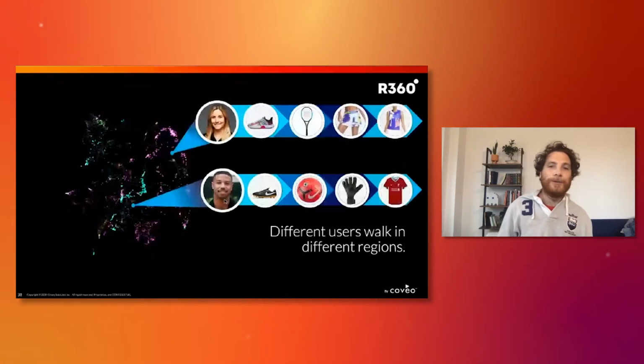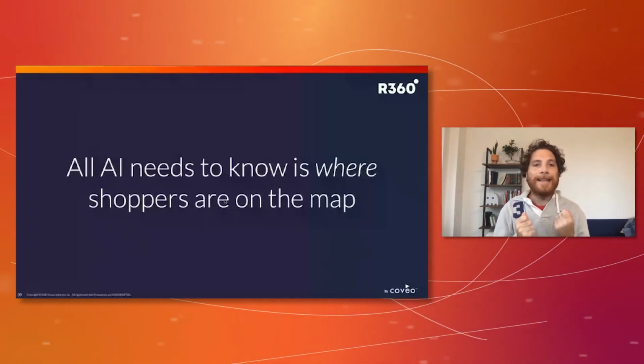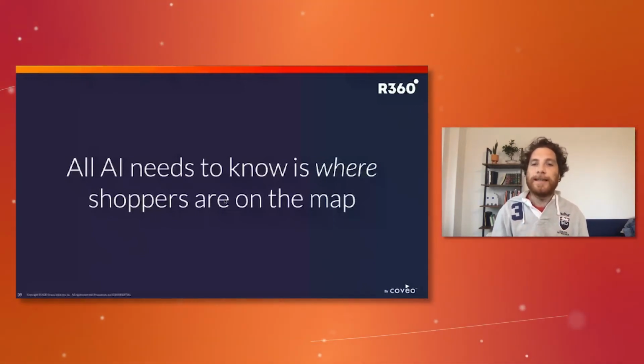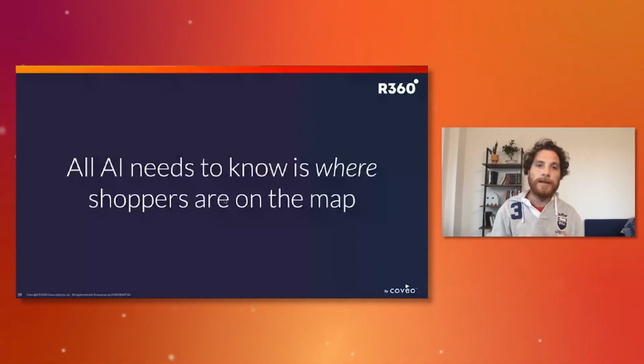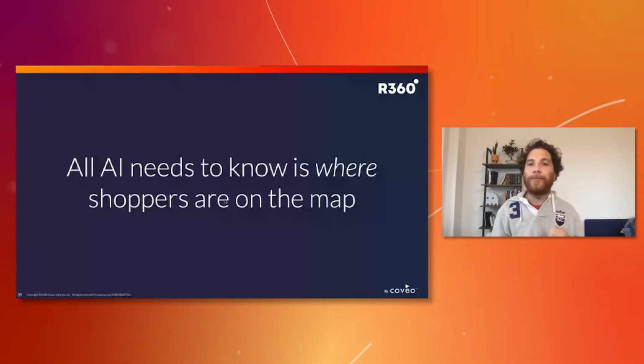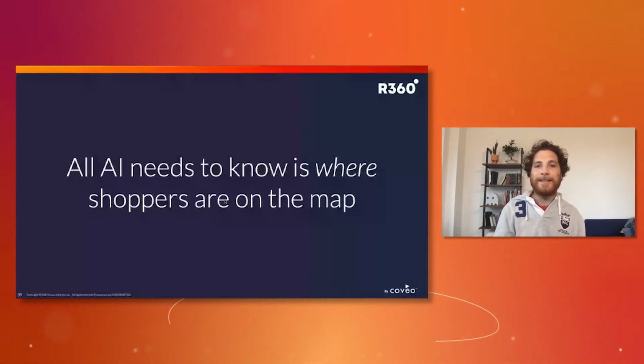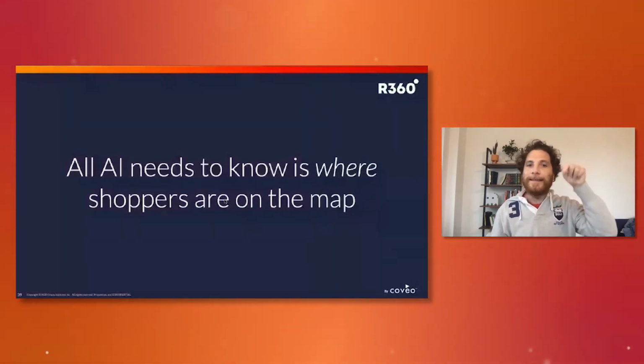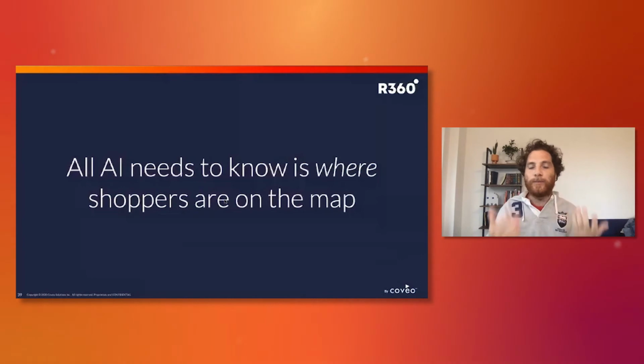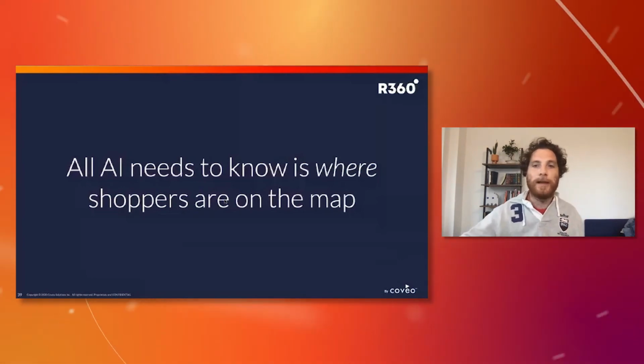What is crucial to learn today is that everything that AI needs to know to do personalization for an anonymous user is just where the shoppers are on the map. We call it informally the product GPS, right? It's the sort of pointer that tells you where a user is in this product space and what he actually likes.